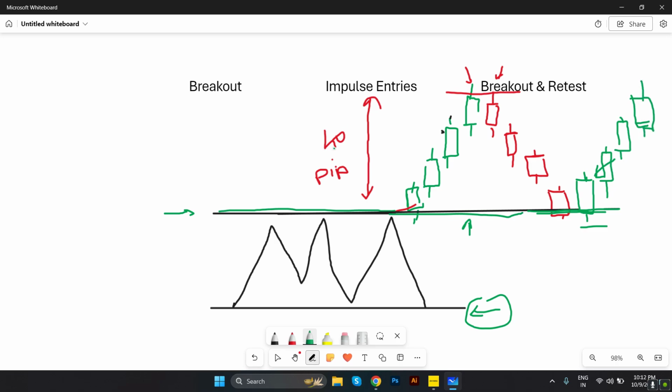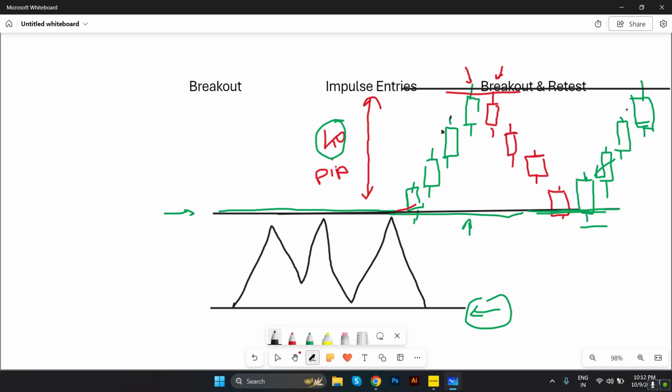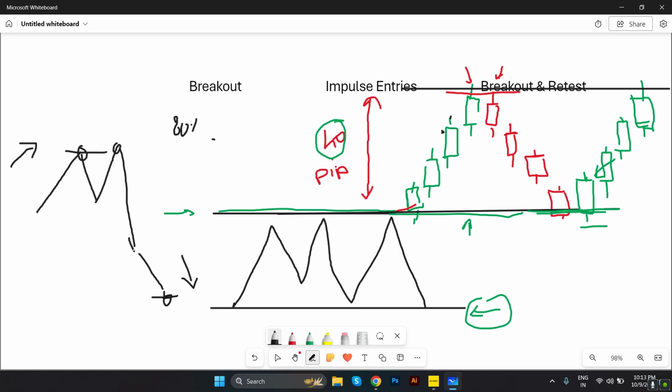Whenever you see there is a 40 pip range, there is almost an 80% chance that this resistance will get tested. So here's the thing: whenever you find price creating a high or price creating a low, this is valid in an uptrend and in a downtrend. Whenever you find price creating a high, it should come back, and there is an 80% chance that this high and this low will get tested.